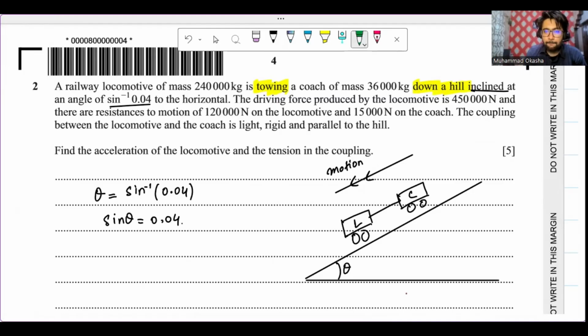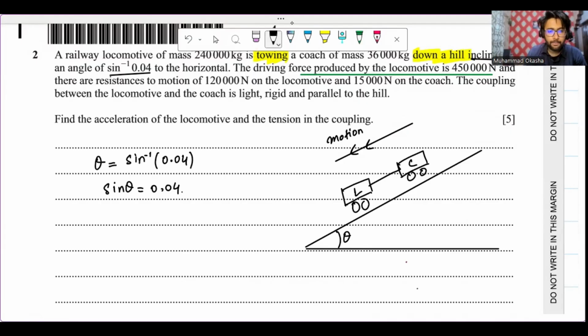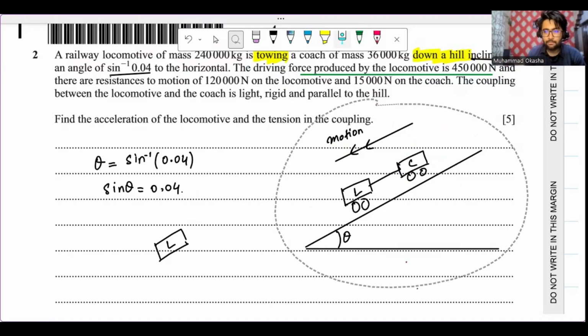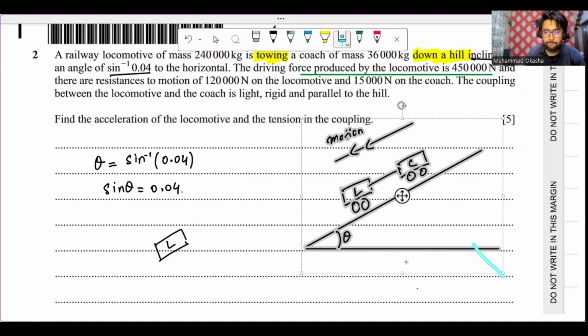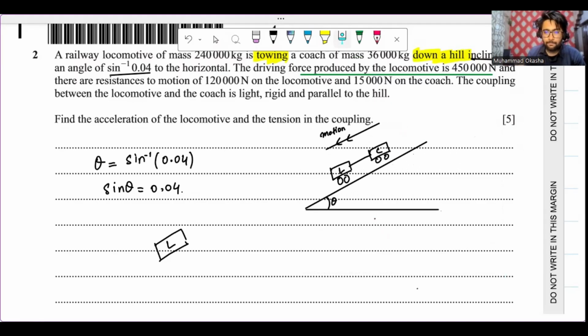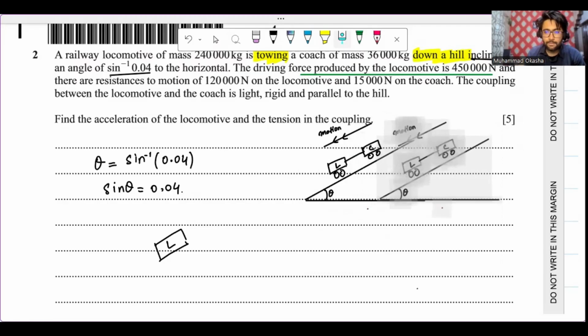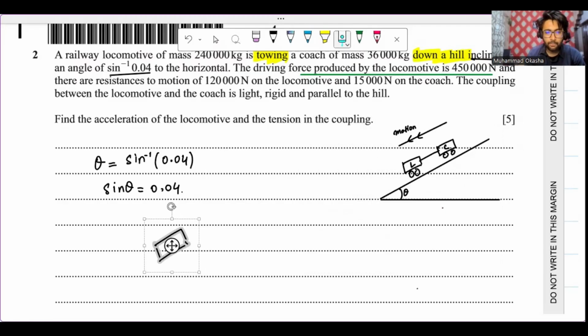Right. The driving force produced by the locomotive is 450,000 newtons, which means it's moving forward. Let's talk about the locomotive first. I'm going to draw a locomotive here, just a locomotive, because drawing all the forces, up, down, and the same for the coach as well, is going to be very messy on a single diagram. So I'm going to make this diagram shorter, and I'll move it to the side. Okay, let's talk about the locomotive right now.